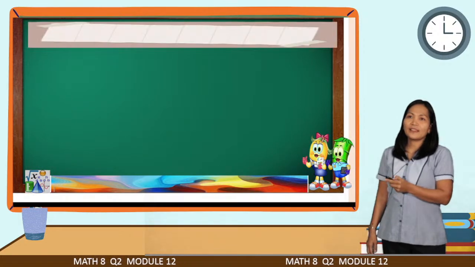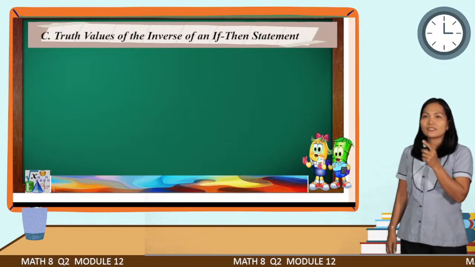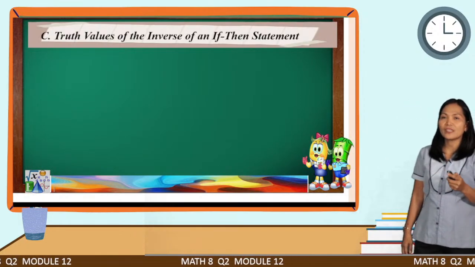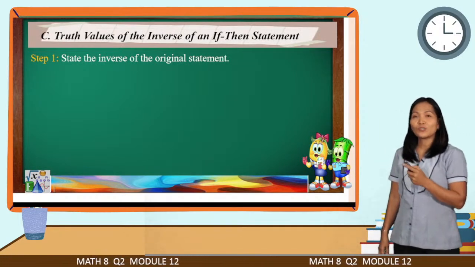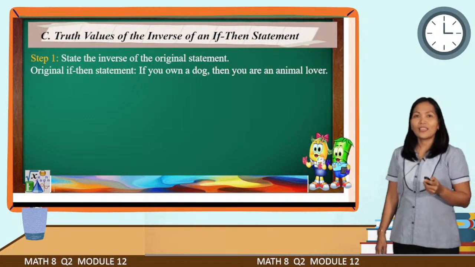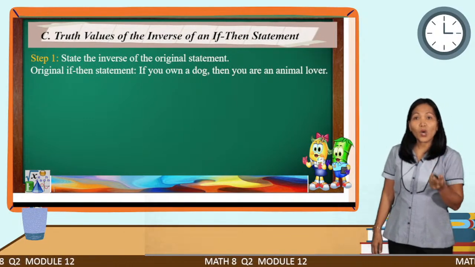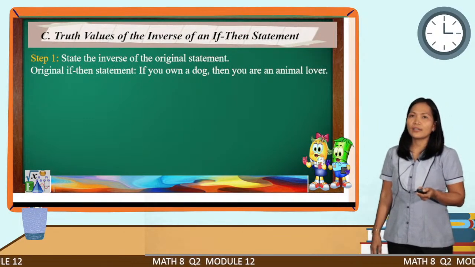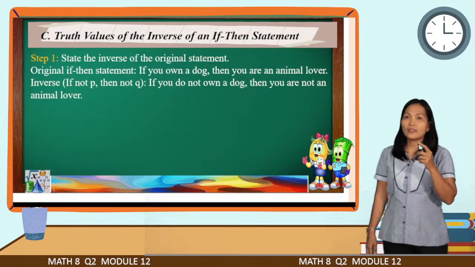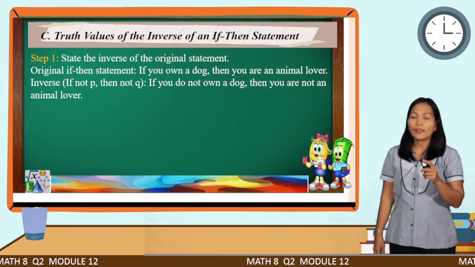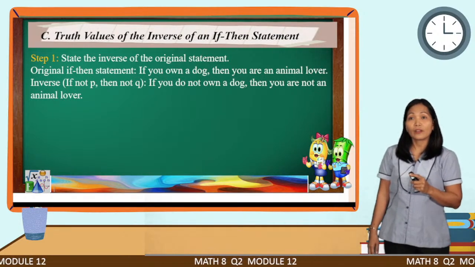Next, let's have the truth values of the inverse of an if-then statement. Step 1 is to state the inverse of the original statement. If you own a dog, then you are an animal lover. And let us have again the inverse: if you do not own a dog, then you are not an animal lover.